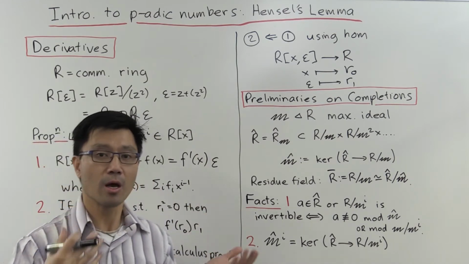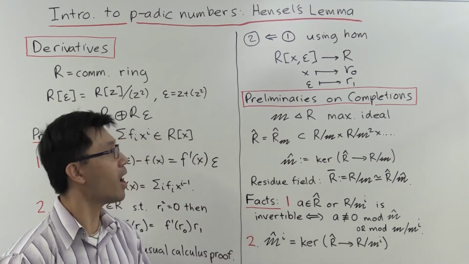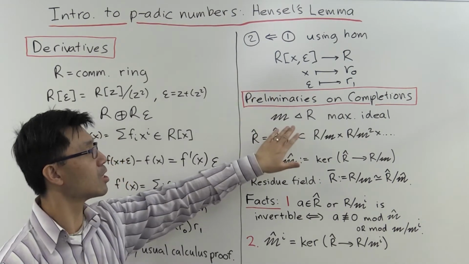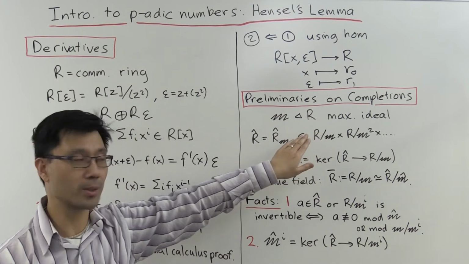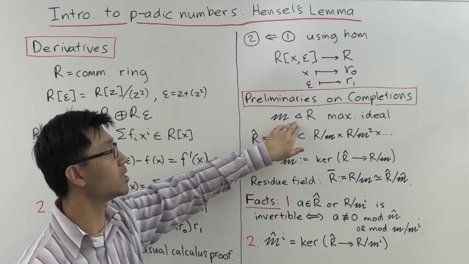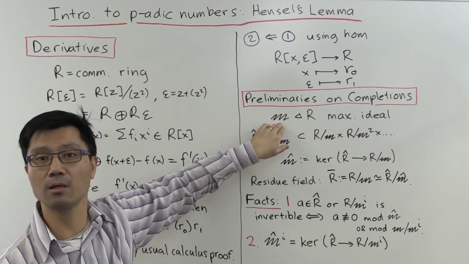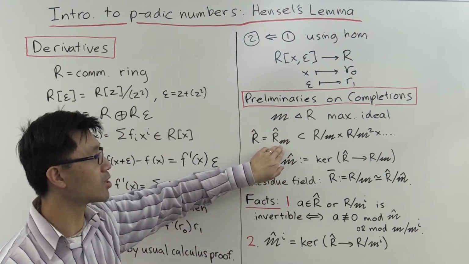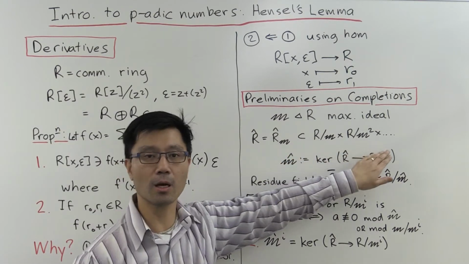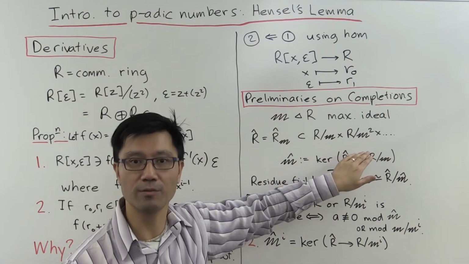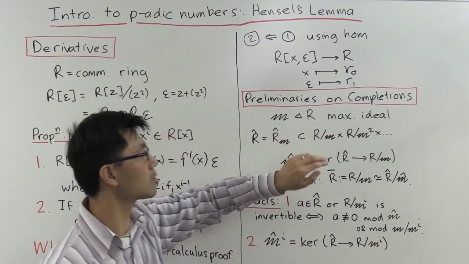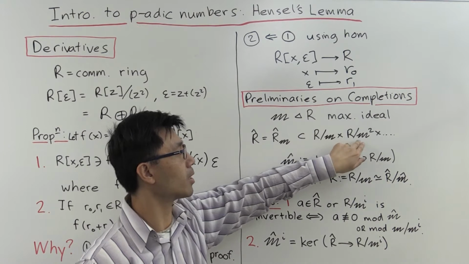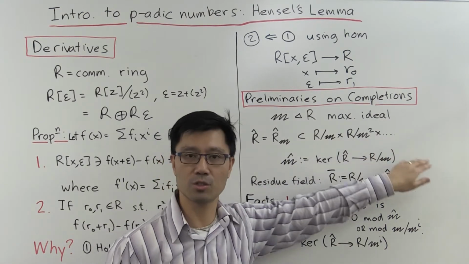Okay, so to be able to present Hensel's lemma, I need to say some basic facts about the completion. So remember, to get a completion, what do we do? We pick an ideal, and in this case we'll look at a maximal ideal, this Gothic M. And this completion of R with respect to M was given as some subring of an infinite direct product of quotient rings. So it was a subring of R mod M cross R mod M squared cross R mod M cubed, and so forth.